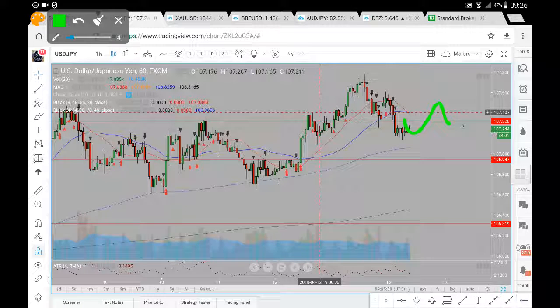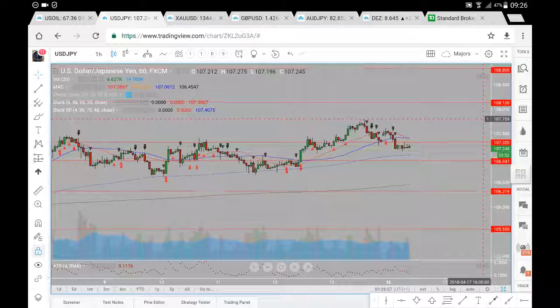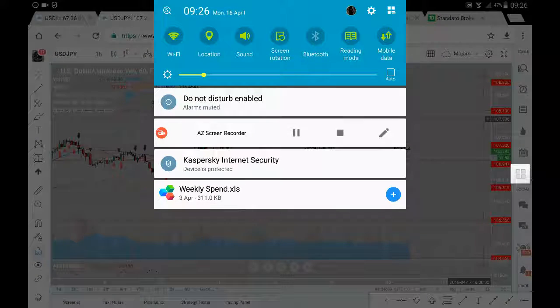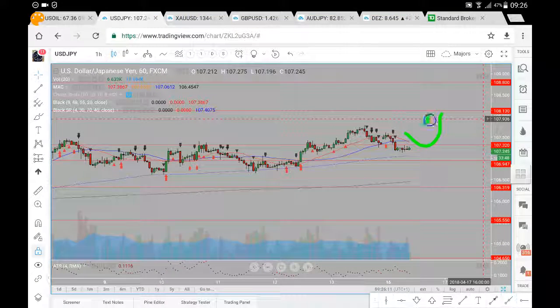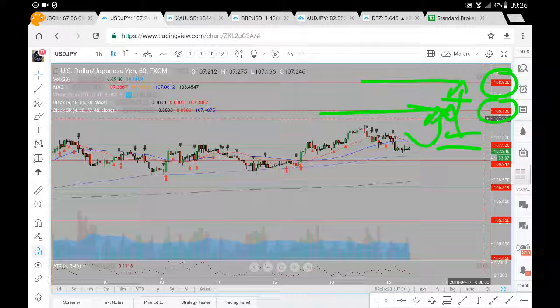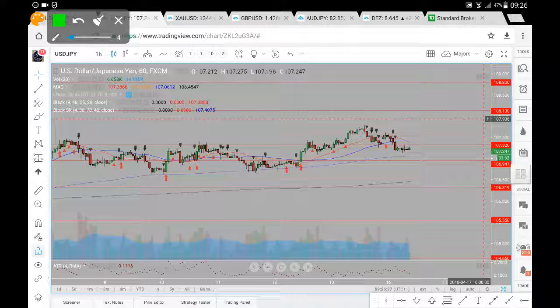Now, if we do see a break and hold above the 107.32, we're then looking for prices to progress to the upside. And if we do get beyond the 107.32, we're then looking for prices to head towards the 108.13, the very next strong major horizontal level. And if we don't find resistance there, we bring us back down towards the 107.32. We then look for price to progress from the 108.13 all the way up towards our 108.80, which again is another major level here on the US dollar Japanese yen.